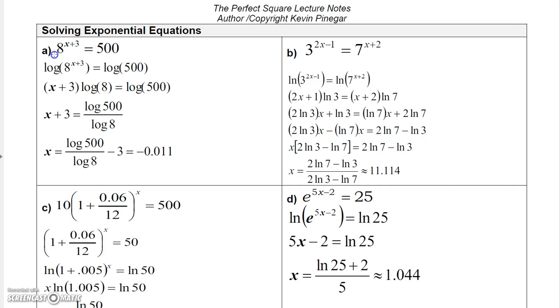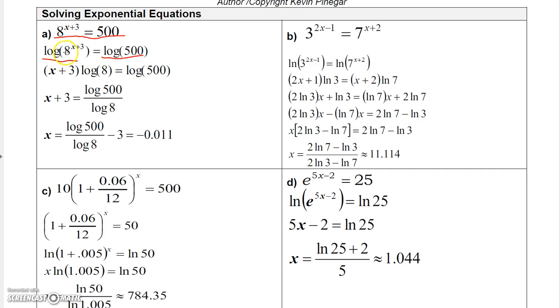So if I have 8 to the x plus 3 equals 500, if I were to take the log of both sides, I remember one of the properties said if m equals n, then the log of m must equal the log of n. Now, how does that help me? Well, the log of 8 to the x plus 3 can be written as the quantity x plus 3 times the log of 8. That's the power rule. And then over here I just bring down a log of 500. And now if I wanted to, I could go ahead and divide both sides by log of 8 so that I could get x plus 3 by itself.